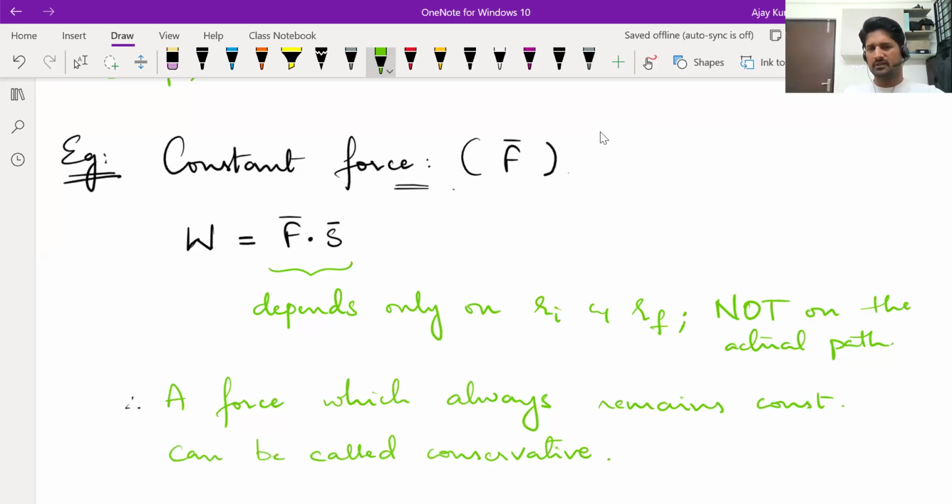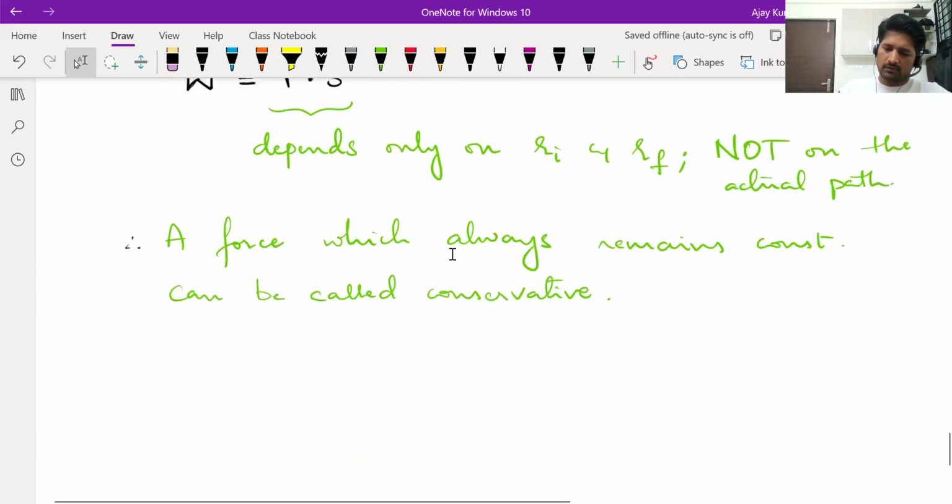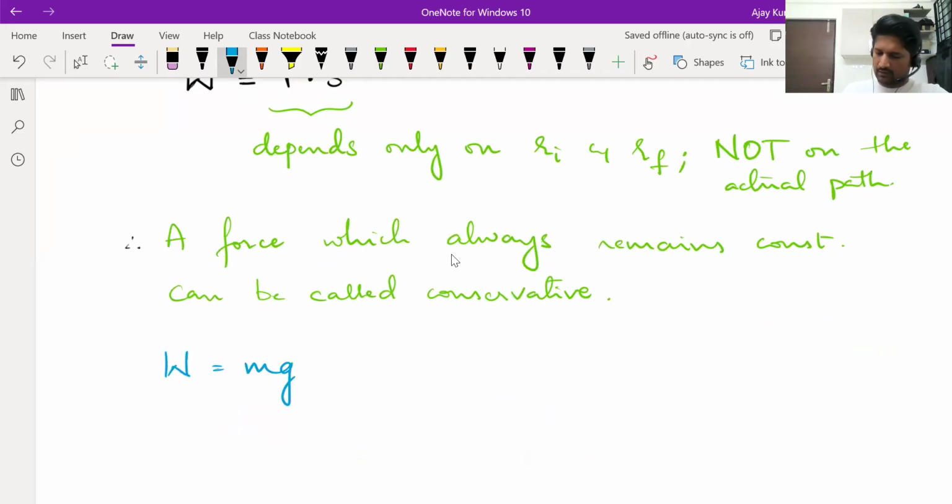What it conserves is mechanical energy. We'll talk about that later. But constant forces are conservative forces. Now see, we had discussed many forces till now: tension, normal force, friction, spring force, weight. Out of all these, which is one force that always remains constant, irrespective of what is happening to the system? Weight, sir. Weight.